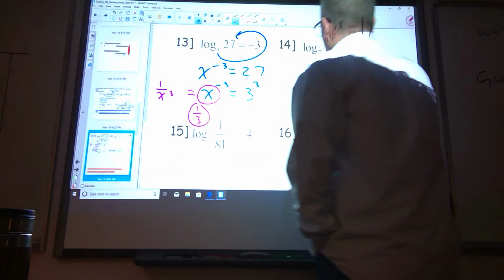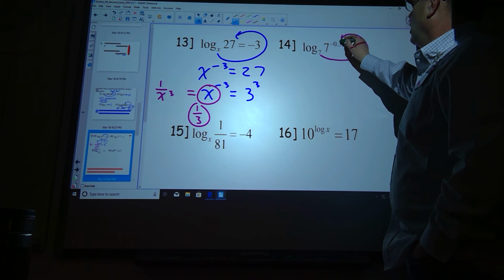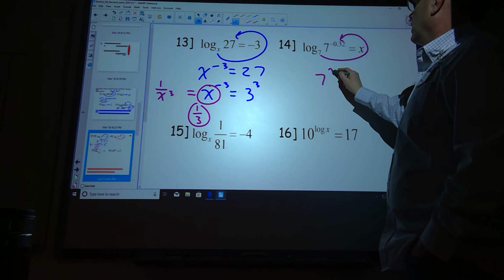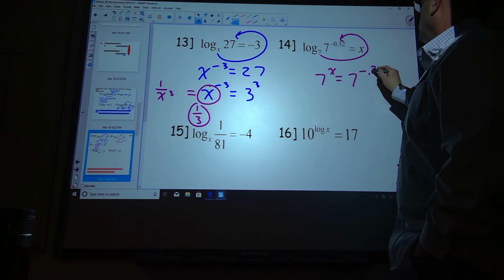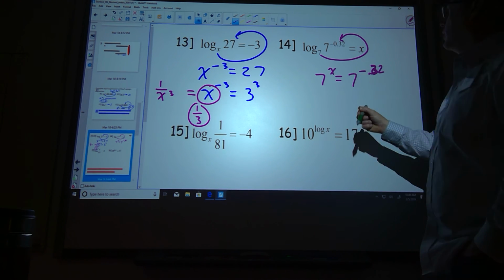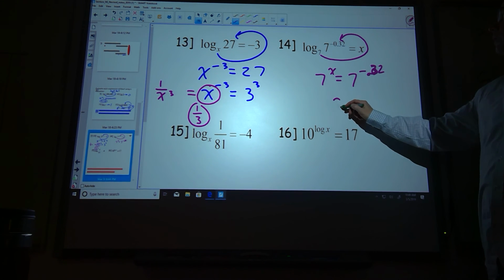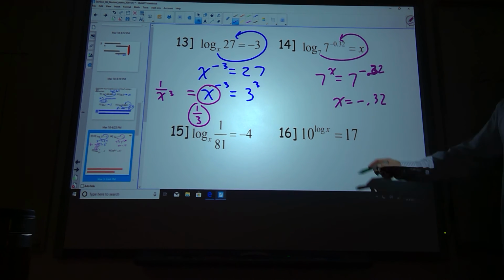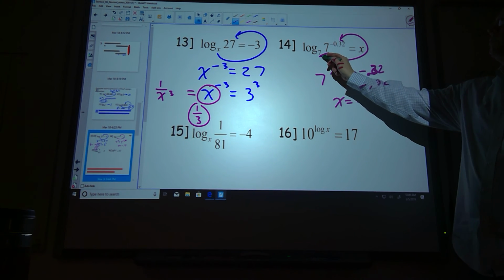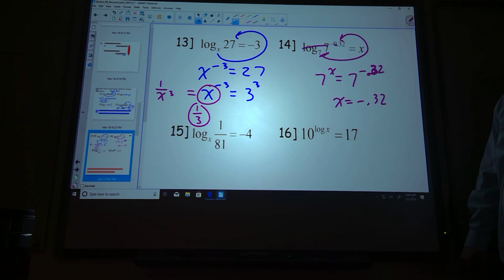I already know the answer to this because I've taught math for a long time, but we'll go my snail way. 7 to the x is equal to 7 to the negative 0.32. What's x equal to? Negative 0.32. So what you'll start realizing is if these match, those cancel, your exponent is your answer.